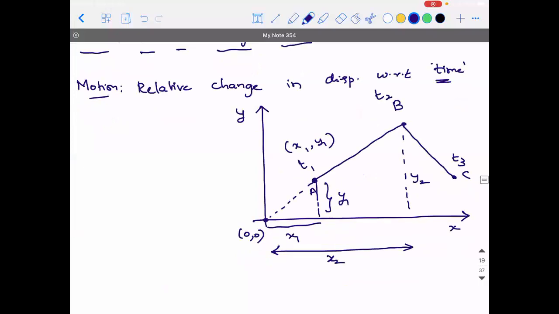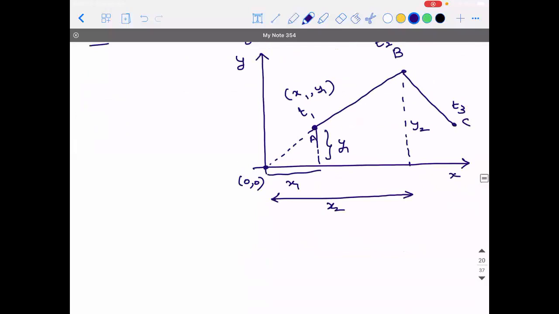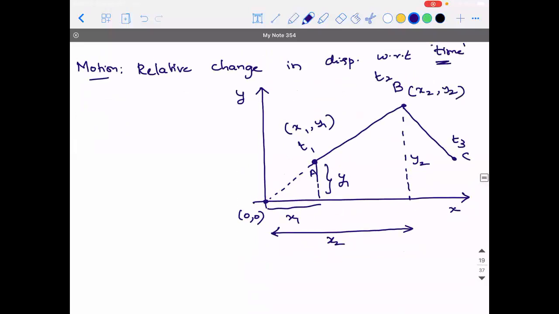Okay. So if this distance is x2 and this is y2, then this point can be called as x2 comma y2. Similarly, this point can be called as x3 comma y3. So if the position of object is changing with respect to time, can I say that there is a motion taking place in that object? Right? As simple as that. I hope it is clear, right? So motion basically means change in position of an object with respect to time.